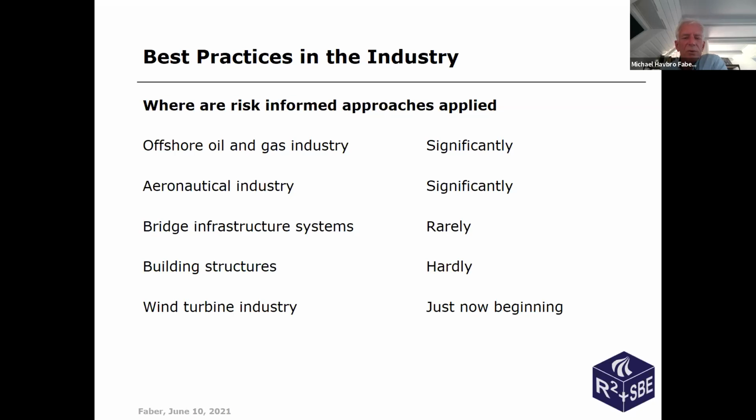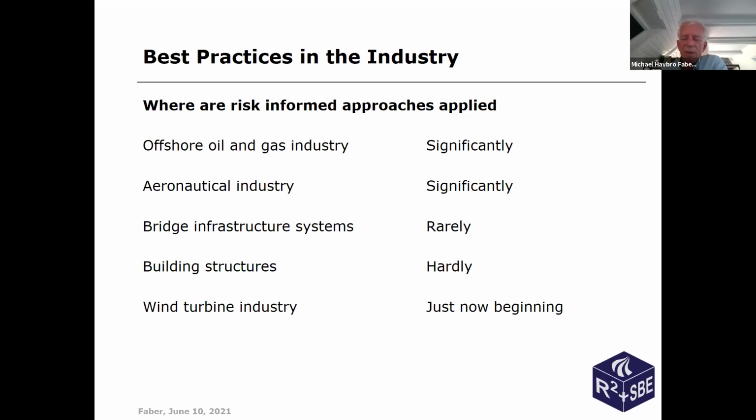In the bridge infrastructure system sector, it's used. I have been involved in a couple of projects, but it's rarely used. Considering the amount of structures which are out there, it's definitely an area which should be lifted. In building structures, it's even less than hardly used. In the wind turbine industry, it's emerging. So risk-based approaches for inspection planning are being used by a few operators or owners.